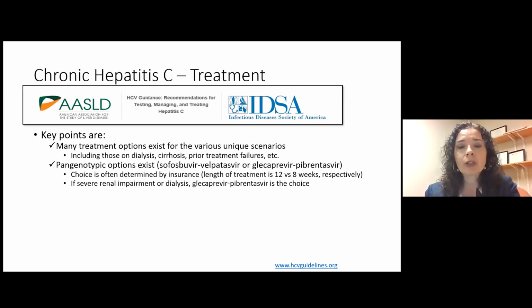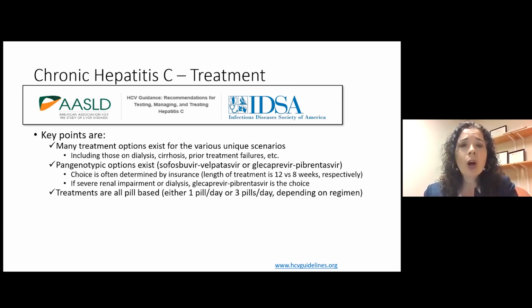The choice really is determined by the patient's insurance. The length of treatment is 12 weeks for sofosbuvir and velpatasvir, or Epclusa, and 8 weeks for glecaprevir and pibrentasvir, which is Mavyret, respectively. If there is severe renal impairment or a dialysis patient that you're dealing with, glecaprevir and pibrentasvir is the choice.